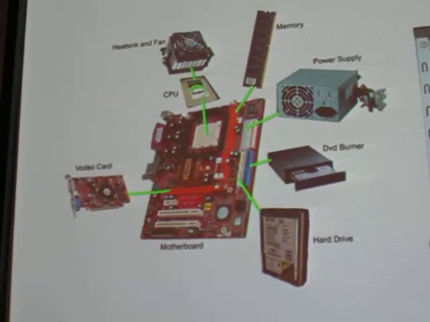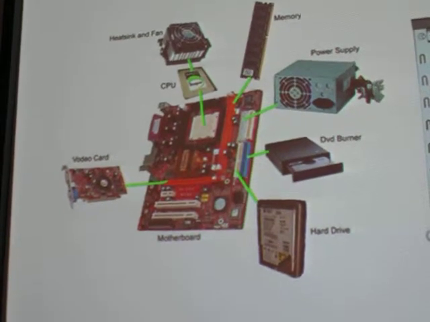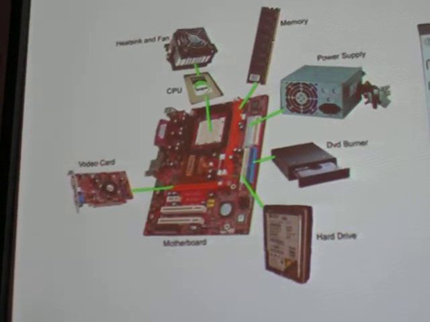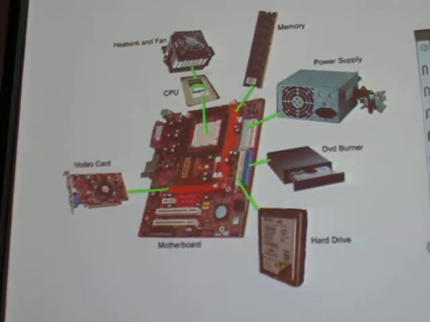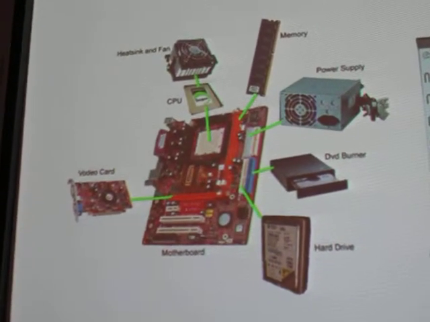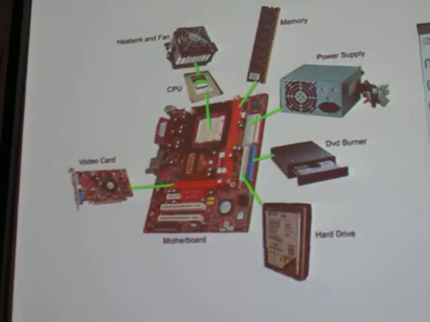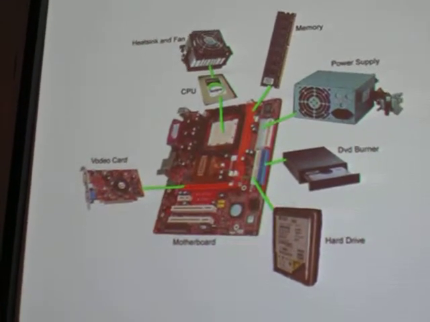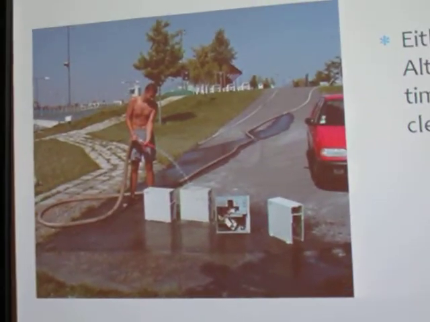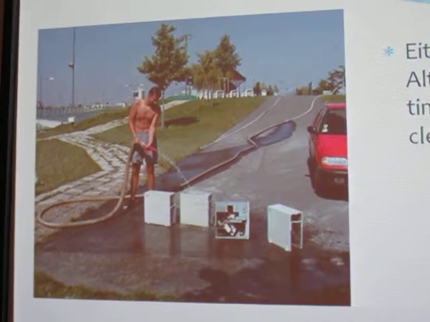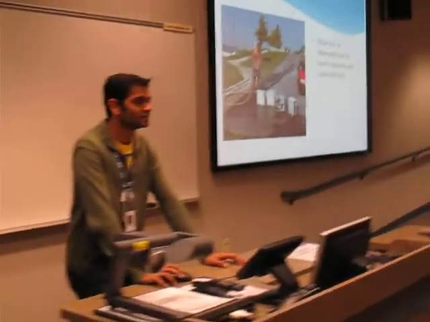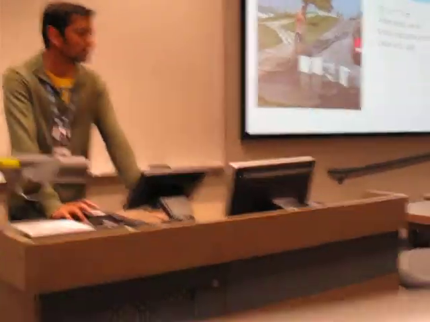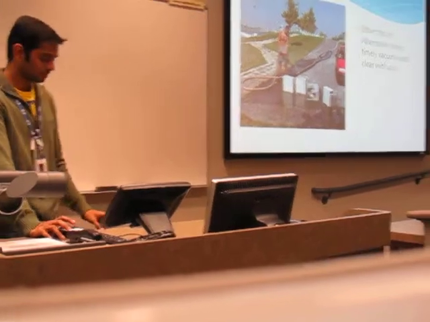A DVD burner or DVD drive is the secondary output device which we can use to burn DVDs and play DVDs. Hard drive to store data, video card to enable graphics and the normal visual display of the computer. How to maintain a computer? We prefer using 409, vacuuming, and Q-tips to clean the motherboard.